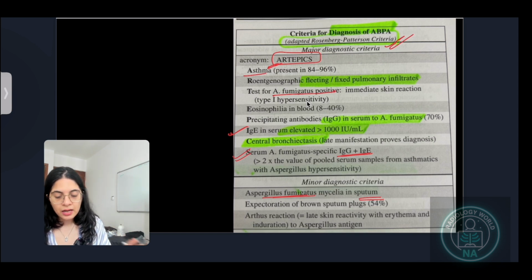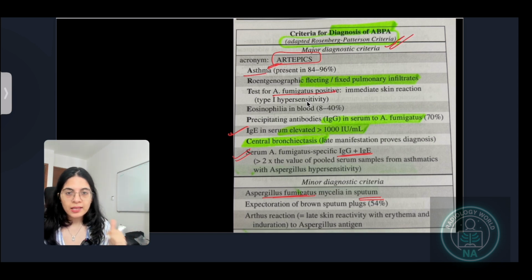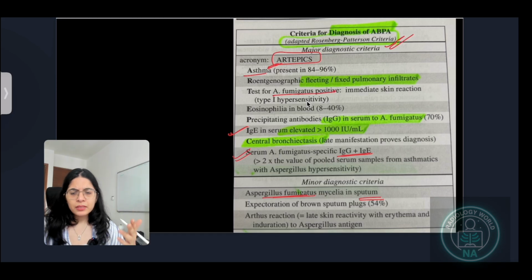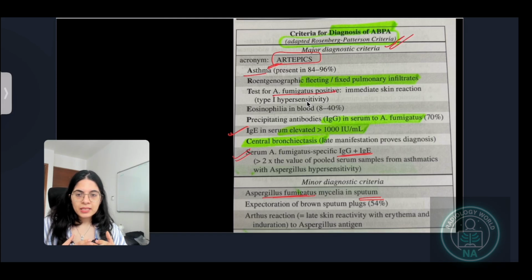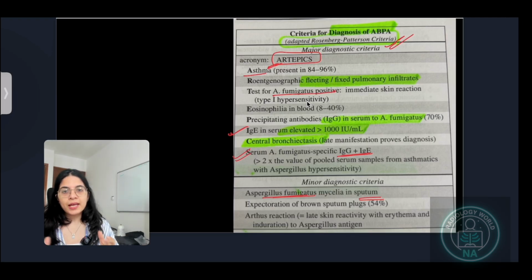Rosenberg-Patterson criteria, ARTEPICS, that is the mnemonic. We go for asthma, we go for radiographic, that is basically fleeting pulmonary opacities. The test for A. fumigatus is positive because of an immediate skin reaction. There is eosinophilia in the blood. There are precipitating IgG antibodies in serum to A. fumigatus. IgE is also elevated. There is central bronchiectasis and serum A. fumigatus specific IgG plus IgE more than 2 times the normal values. Okay, that is your major diagnostic criteria which you need to remember.